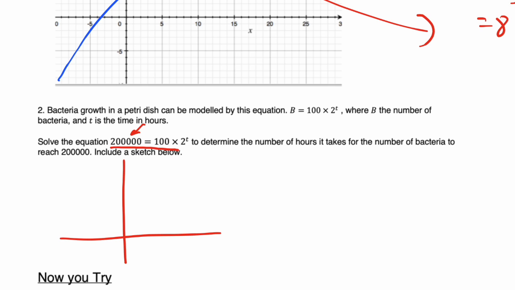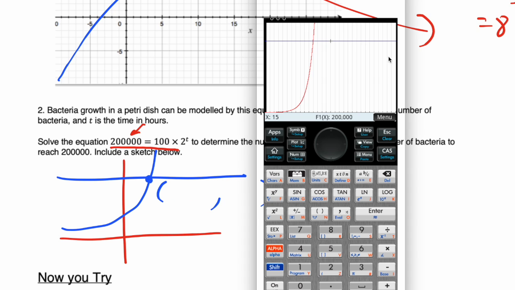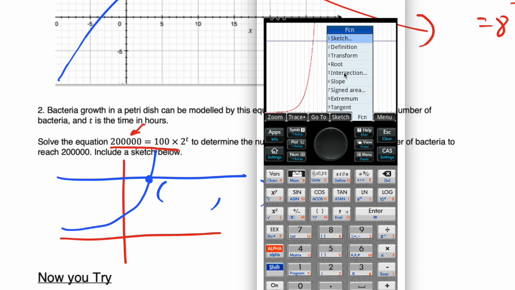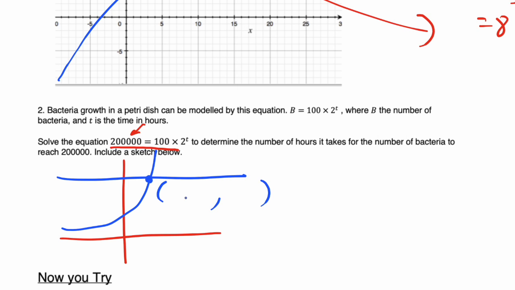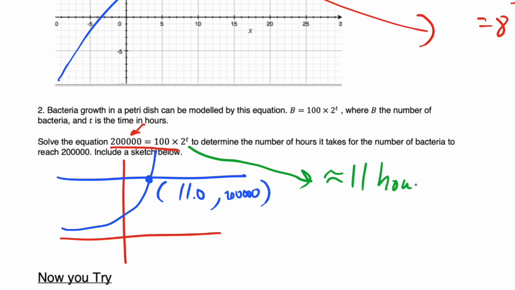Remember, in this sketch, the most important thing is the point of intersection. So we're going to get that by going to... Now, by the way, sometimes your cursor is really far away. Sometimes it works better if you click really close to the point of intersection. Or sometimes there's more than one intersection, so you have to get the right one and click right near it. Let's click Menu, Function, Intersection, and it gives us this intersection. To 3 significant figures, that's 11.0. And, of course, exactly 200,000. But the answer to the question is the t value, which we typed in as x on our calculator. It looks like about 11 hours.